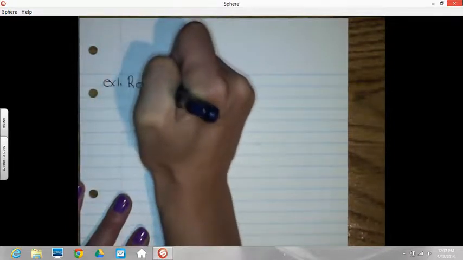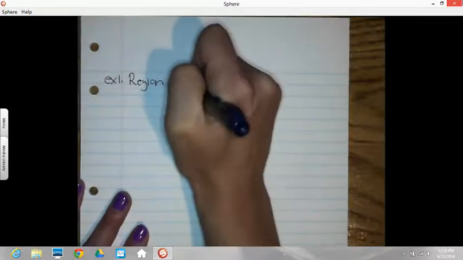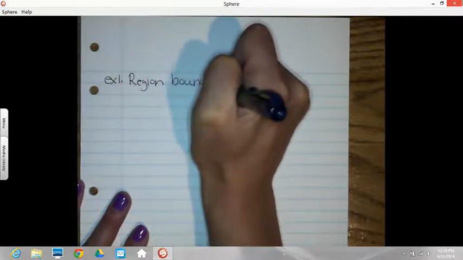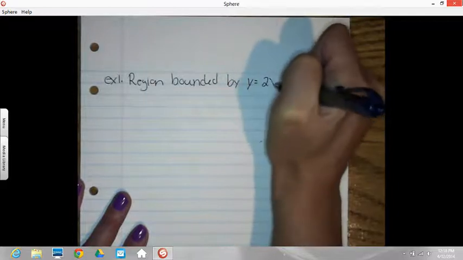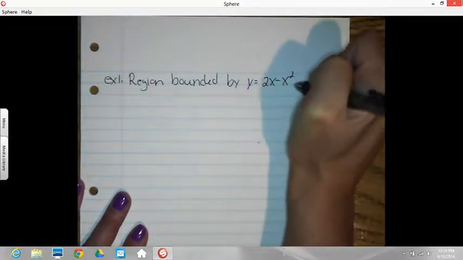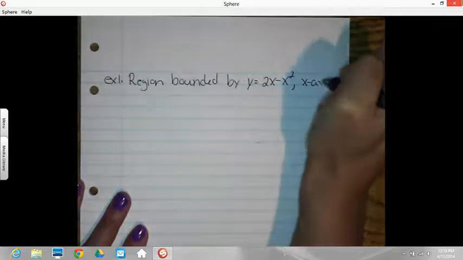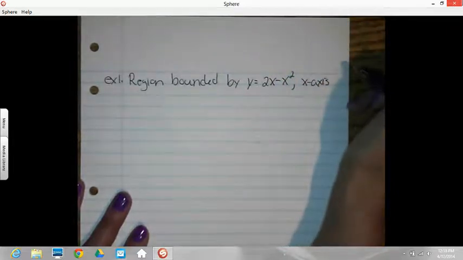Sometimes with the shape they give you can be done either with shells or with washers or cylinders, but today we're just going to practice all shells. So our first example, we want the region bounded by y equals 2x minus x squared, the x-axis, and rotated about the y-axis.